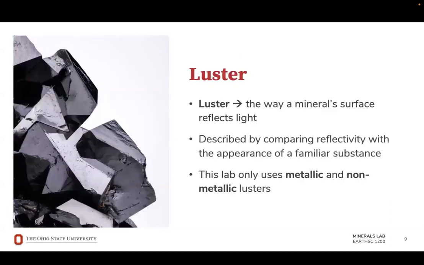Luster is a description of the way that a mineral reflects light. There are two basic types of luster, metallic and non-metallic, and that's what we'll use for today's lab. Minerals with a metallic luster look like metals. Non-metallic minerals do not look like metals. For our purposes, describing the luster of a mineral as metallic or non-metallic is sufficient. However, we can further describe non-metallic luster by comparing their appearance with common items. Minerals that appear glassy are said to be vitreous. Other non-metallic descriptions include dull, earthy, waxy, or pearly.